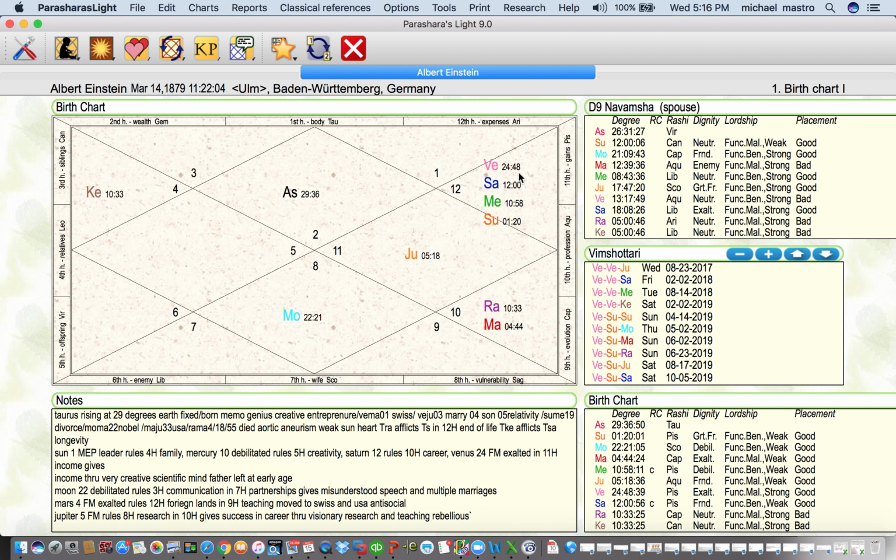The functional malefic planets like Venus aspect 7 houses away, so there's nothing in the 7th house, no issues there. And Jupiter afflicts 5, 7, and 9 houses away. So 1, 2, 3, 4, 5, 6, 7, 8, 9. Jupiter's not afflicting anything, and it's not within 5 degrees of the rising sign degree.